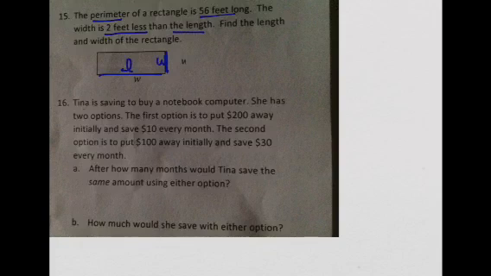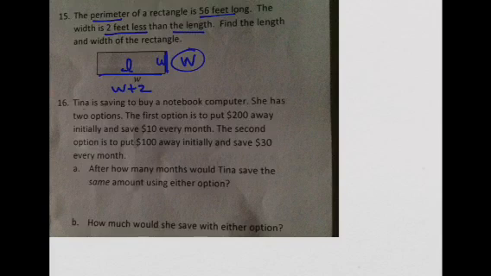So the width is 2 feet less. So this is going to be W minus 2. Or well, actually, you know what we could do? We can just make this W and make this W plus 2 because it's longer, because the width is 2 feet less. Then that way when we find the answer for W, we're done, because we're looking for that.